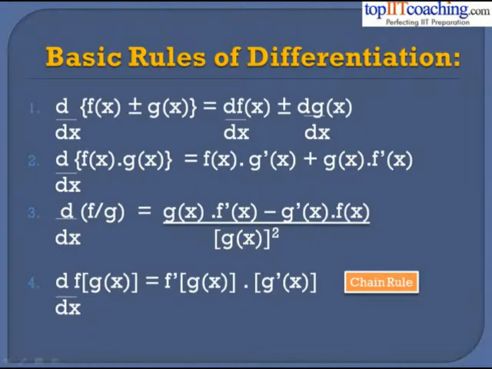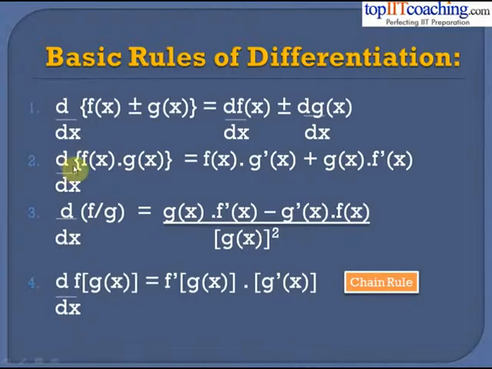Now let's look at the basic rules of differentiation. The first is d by dx of f(x) plus minus g(x) is equal to d by dx of f(x) plus minus d by dx of g(x). That is, the differential coefficient of the sum or the difference of two functions is equal to the differential coefficient of the first function plus minus the differential coefficient of the second function.